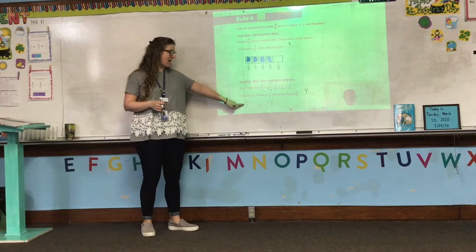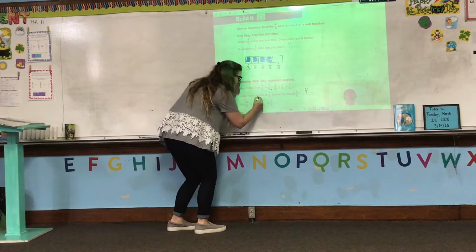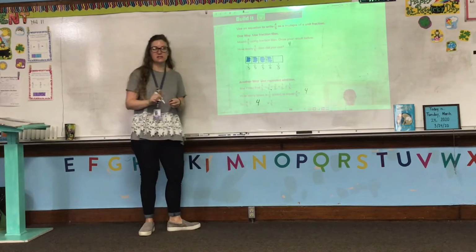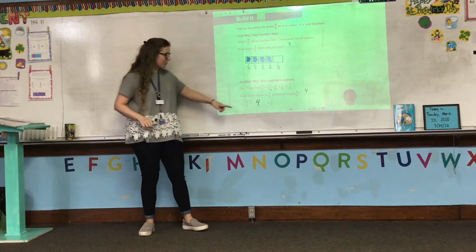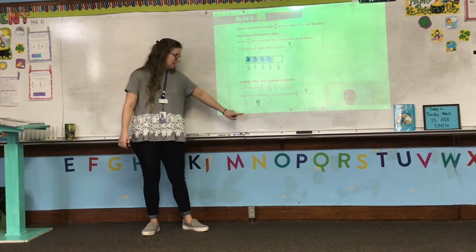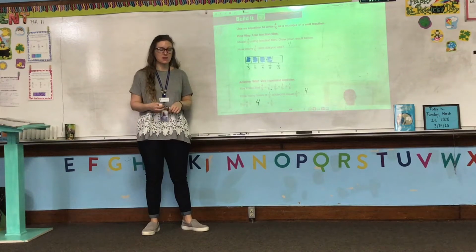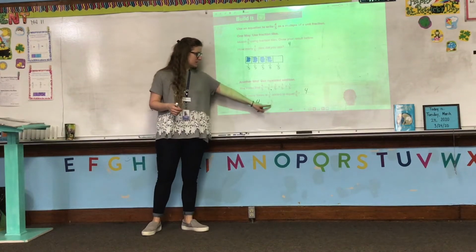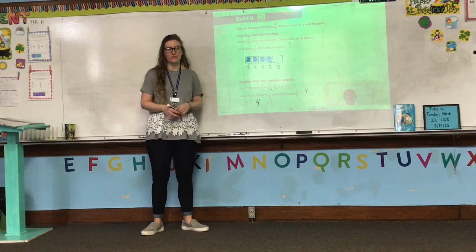That means that 4/5 equals 4 times 1/5. I would repeat 1/5 4 times to get 4/5. So that means that 4 times 1/5 equals 4/5.